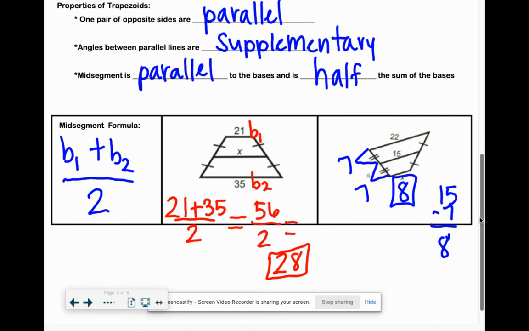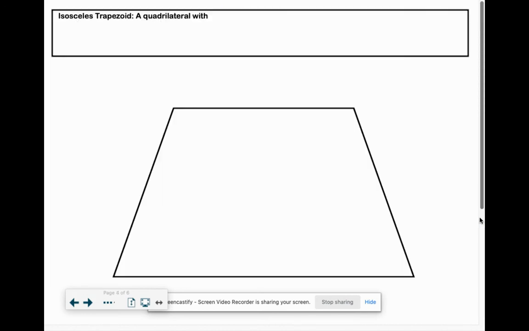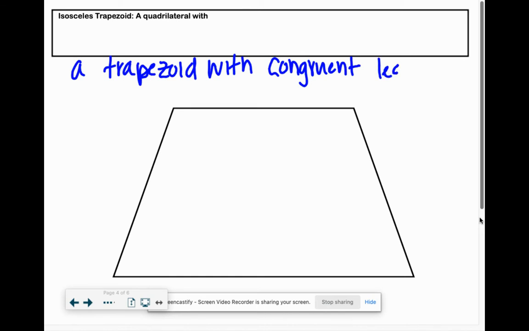Okay. All right, turn the page, and then we have one other type of trapezoid. And that is an isosceles trapezoid. That's when you have a trapezoid with congruent legs.